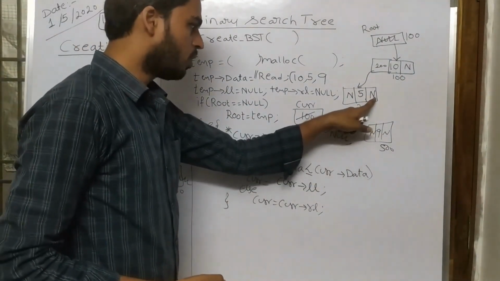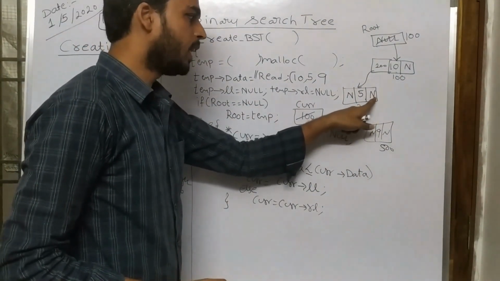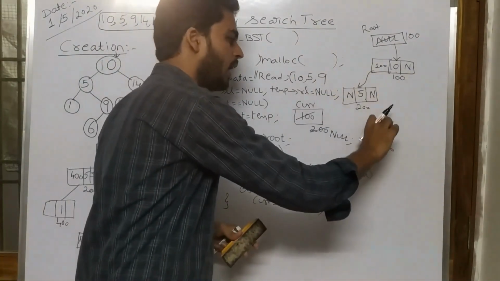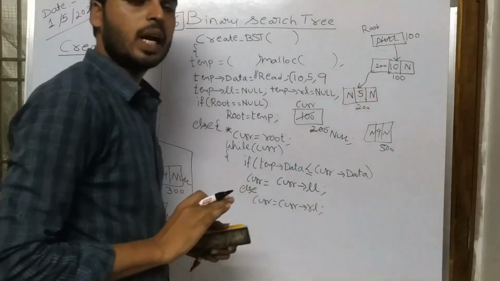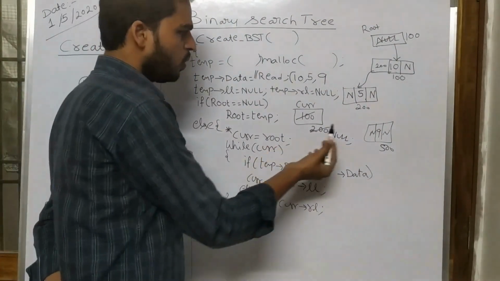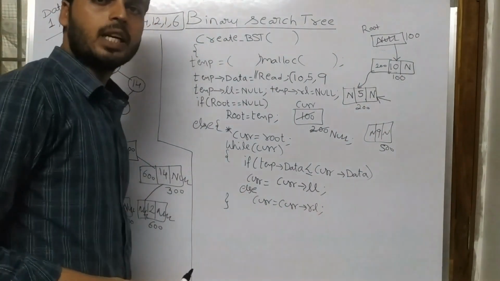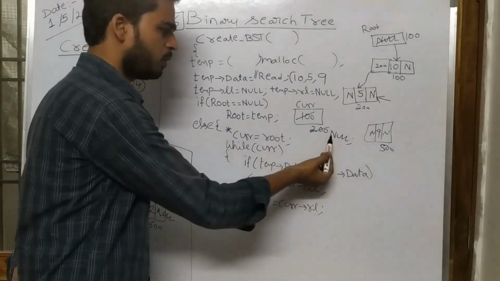Whenever you encounter a null value, it means that for this node you need to add this node as a chain. Now, is there any pointer which will be pointing to this one? No, we didn't maintain any pointer. Current is now pointing to null.